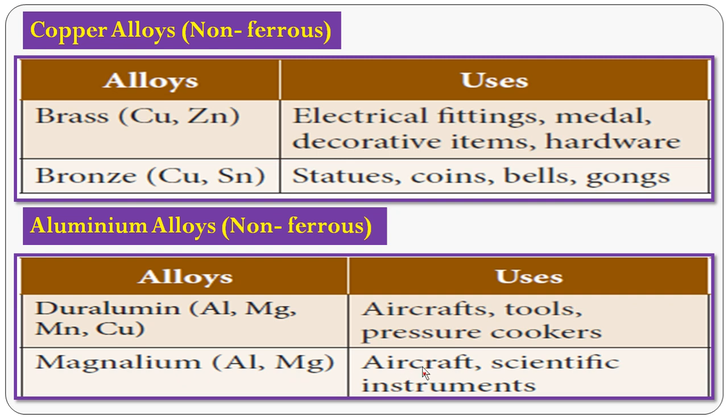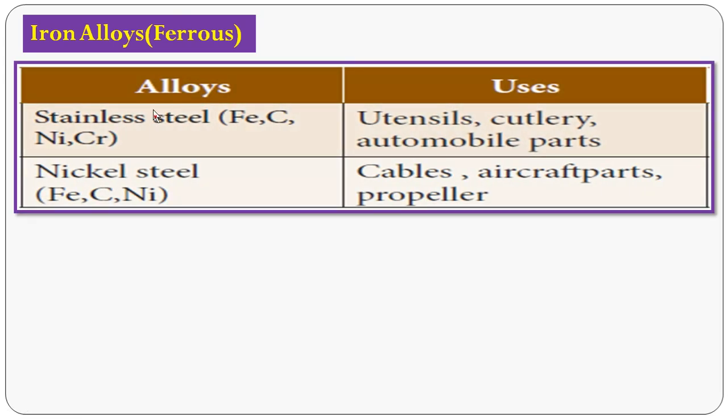It is used in aircraft parts and also scientific instruments. The instruments contain a magnesium-aluminum alloy. The next alloy is an iron alloy. Iron alloy means it contains ferrous. Here the iron acts as a major component.